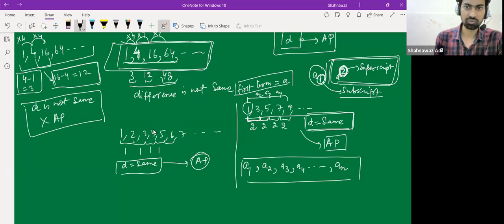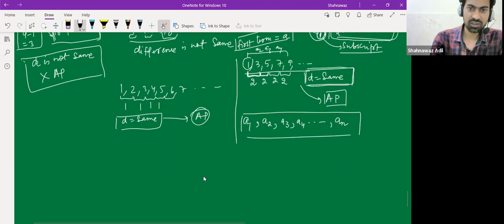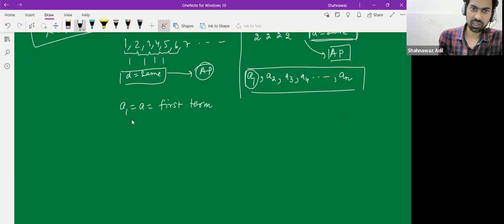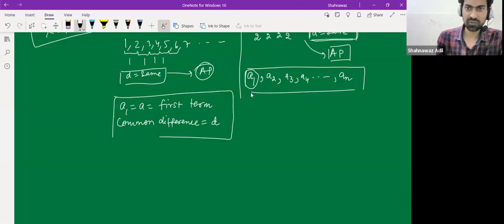Understood. Okay. So there is this convention that we write the first term not as A1 but A. So A1 is A, which is the first term. And the common difference is denoted as D, right? So we can find the common difference if this is an arithmetic progression.